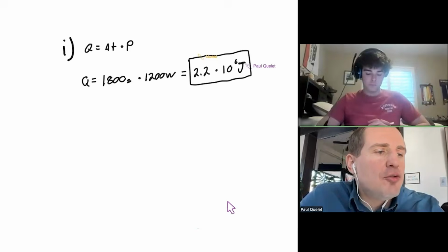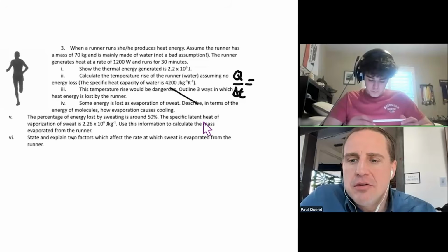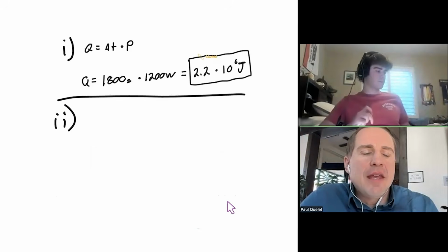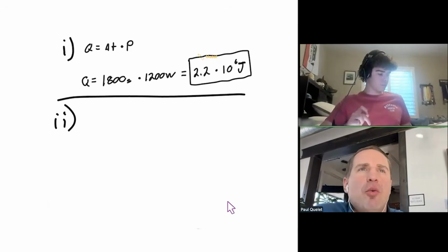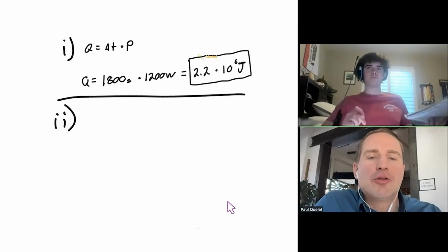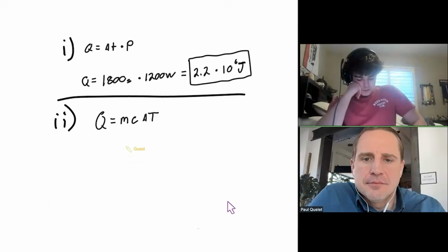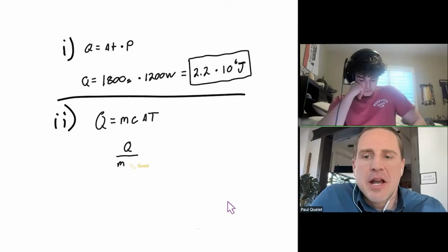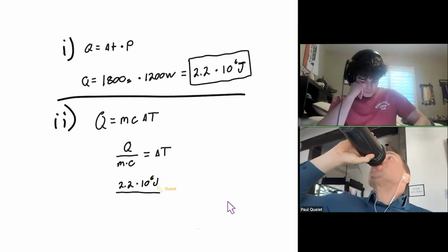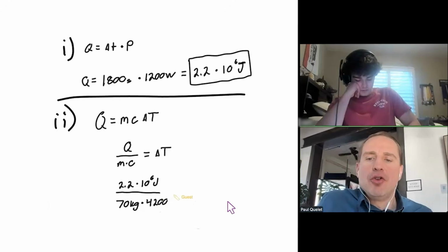All right. Then let's do Roman numeral 2. It says calculate the temperature rise, assuming no energy loss otherwise. And we're going to use 4,200. That means the temperature rise is all going to be due to the change in just the specific heat capacity and mass. Exactly. Let's write Q equals MC delta T. So how can we solve for the temperature rise? Well, we could do Q over MC equals delta T. 2.2 times 10⁶ over 70 kilograms, and then the C was 4,200, and that'd be joules per kilogram Kelvin.